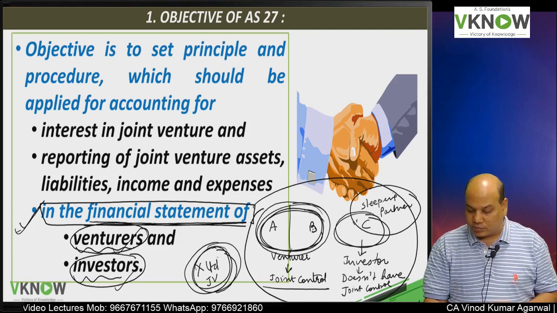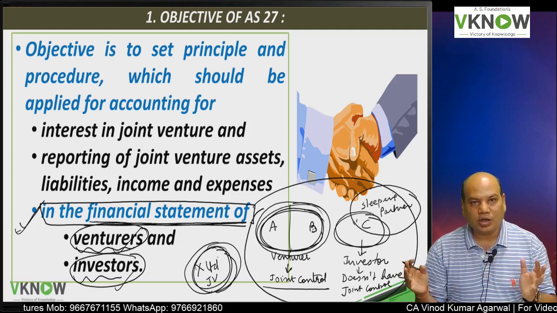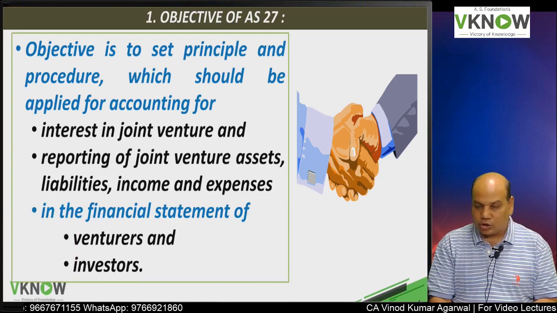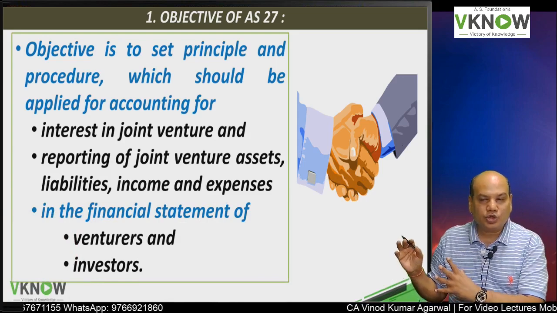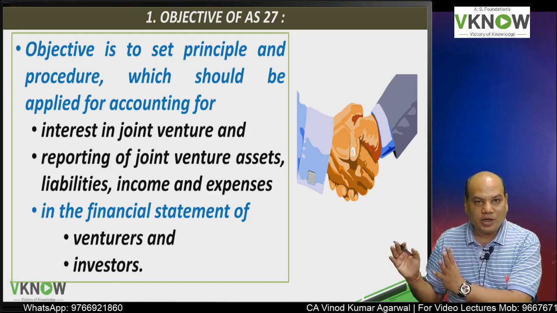Joint venture, if it is a separate entity, will follow all other accounting standards. So there is no specific standard to be followed by the joint venture entity which is created by A, B and C.